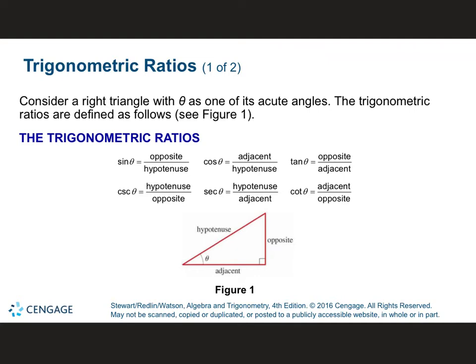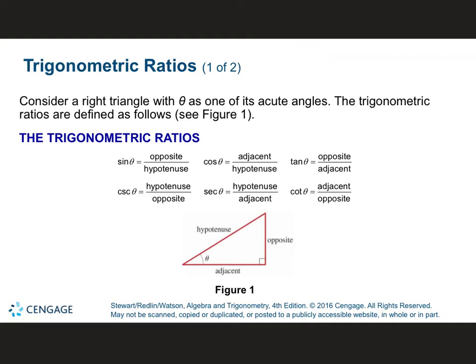Cosecant is the reciprocal of sine, so instead of it being opposite over hypotenuse, flip it: hypotenuse over opposite. Secant is the reciprocal of cosine, so it's going to be hypotenuse over adjacent, and then cotangent is the reciprocal of tangent, so that's going to be adjacent over opposite.